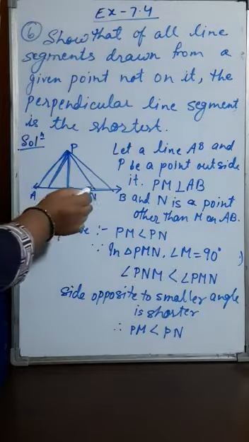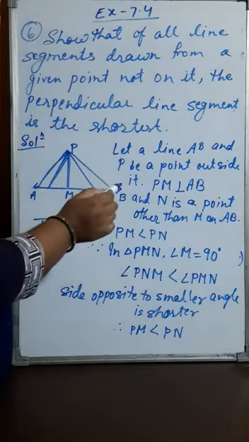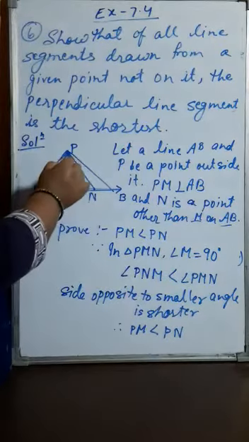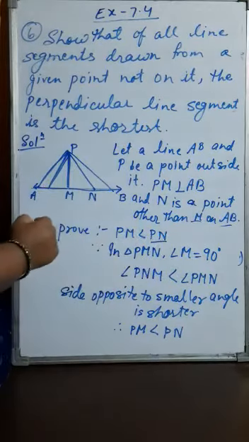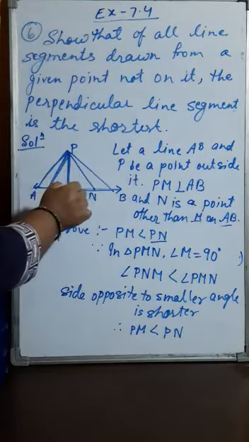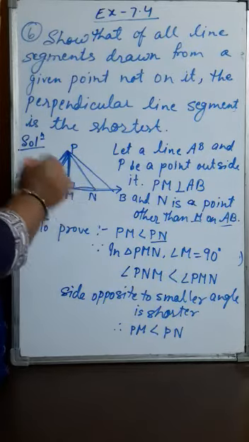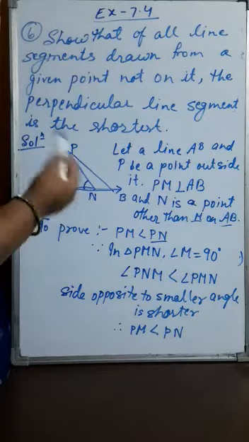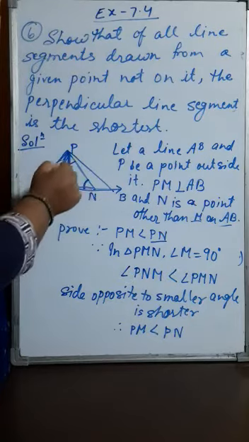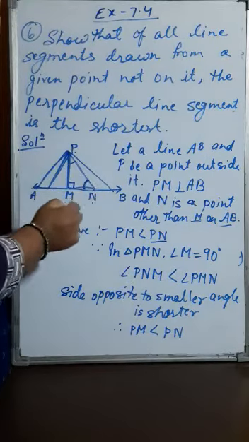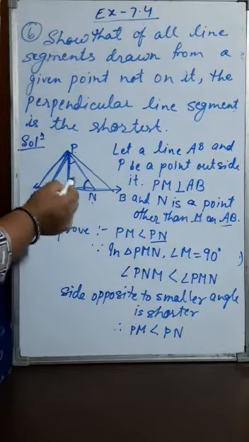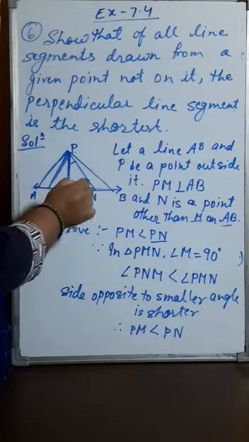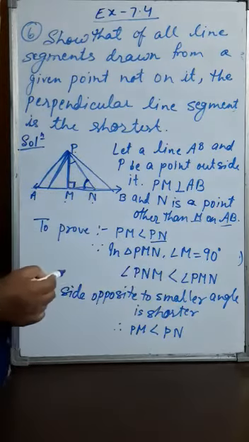For that we have chosen one more point, N. N is a point other than M on AB. We have to show that PM is less than PN. So see here properly, in triangle PMN, angle M is 90 degrees. So definitely the sum of the other two angles will also be 90 degrees. We can say that angle PNM will definitely be less than 90 degrees. So if we compare PMN and PNM, definitely PNM is less than angle PMN.